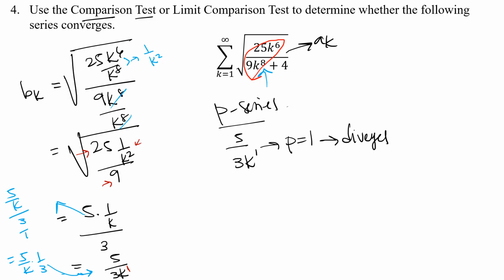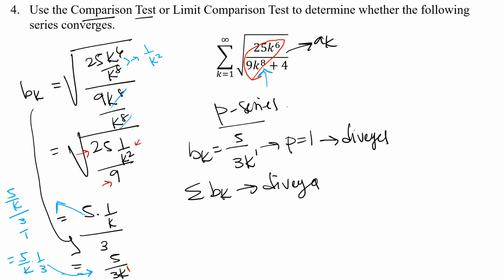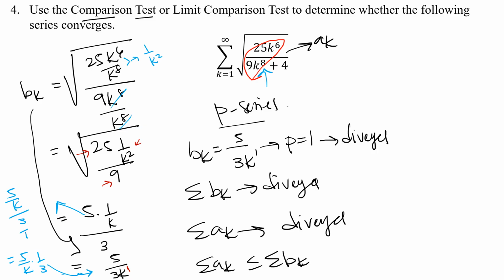All right, so that was our bk. Remember, we simplified our bk all the way down to equal that. So therefore the summation of our bk diverges. And so of course our summation of ak is going to follow that same idea. We can see that the summation of ak is less than the summation of bk, so therefore whatever b does, so does our a. So therefore our series there is going to diverge.